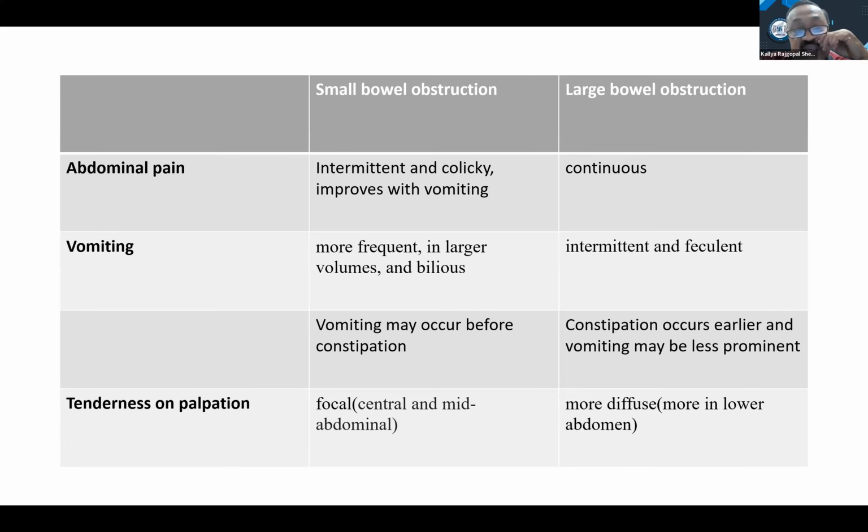Then tenderness. Can you describe why the tenderness is there? Focal, central, mid-abdominal, more diffuse. When do you get tenderness? What is the significance of tenderness? As a surgeon, if you find tenderness in a case of obstruction, what should you do? Will you manage conservatively, or do something else? Why should your alarm bell ring? Sir, when tenderness is there, there may be perforation peritonitis. Not only perforation peritonitis, it is a sign of strangulation, so ischemia. So you have to intervene urgently in those cases rather than waiting.